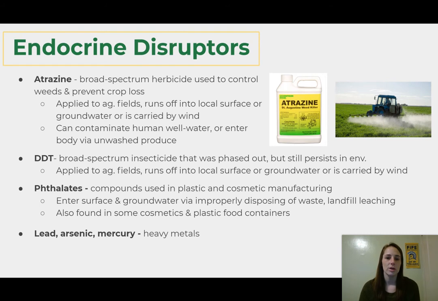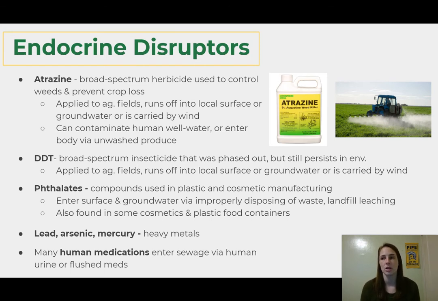Now, additionally, endocrine disruptors can be heavy metals like lead, arsenic, or mercury. And then many human medications, again, I mentioned birth control as an example, can enter sewage via human urine. So even as it passes through the body, the excess is urinated out, so that ends up in the sewage. Or even people will improperly dispose of their meds by flushing them. Don't ever do that. This is my PSA. There are safe ways to dispose of medications. Don't throw them away. Don't flush them, because this is how we end up with endocrine disruptors getting out into the environment.